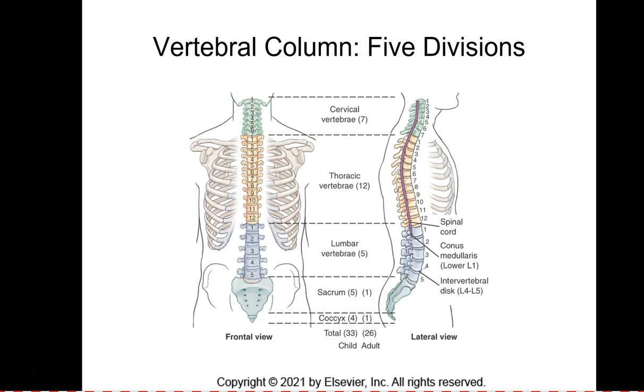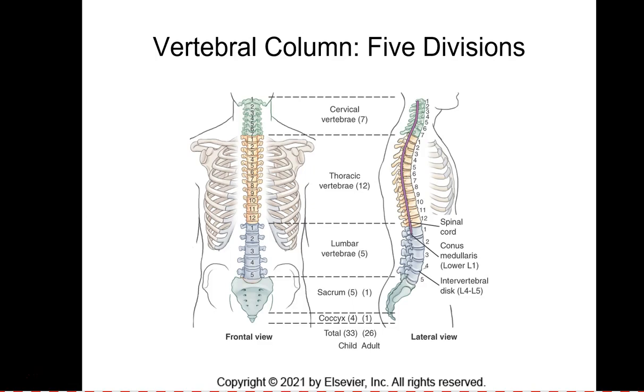First, notice the difference between the child and the adult spine. You can see that here. The average adult has 7 cervical vertebrae and 12 thoracic vertebrae. And each of the 12 thoracic vertebrae are connected to a pair of ribs, which we'll study in the next unit.